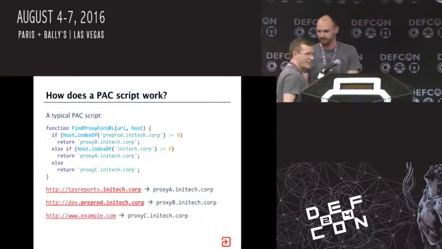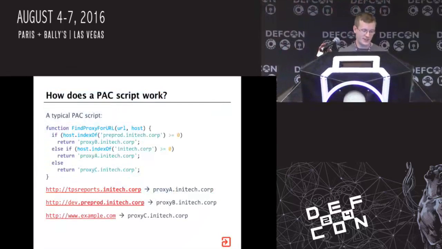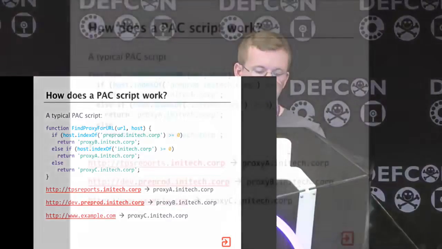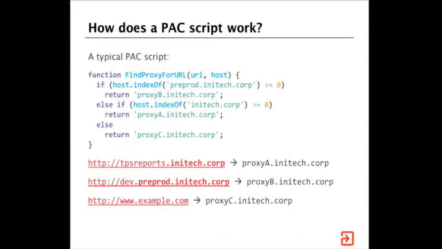Okay, a little bit more theory before we get to the really fun stuff. So what does a PAC script look like? A typical PAC script might look a bit like this. The idea is that there are three different proxies, and depending on what the hostname ends in, it will route the browser to one of the three proxies. Every PAC script has to define a function with this exact name, FindProxyForURL, and it takes two parameters, the full URL and the hostname. Most PAC scripts will just look at the host and make a decision based on the suffix and say, use this proxy or this proxy. Very simple.